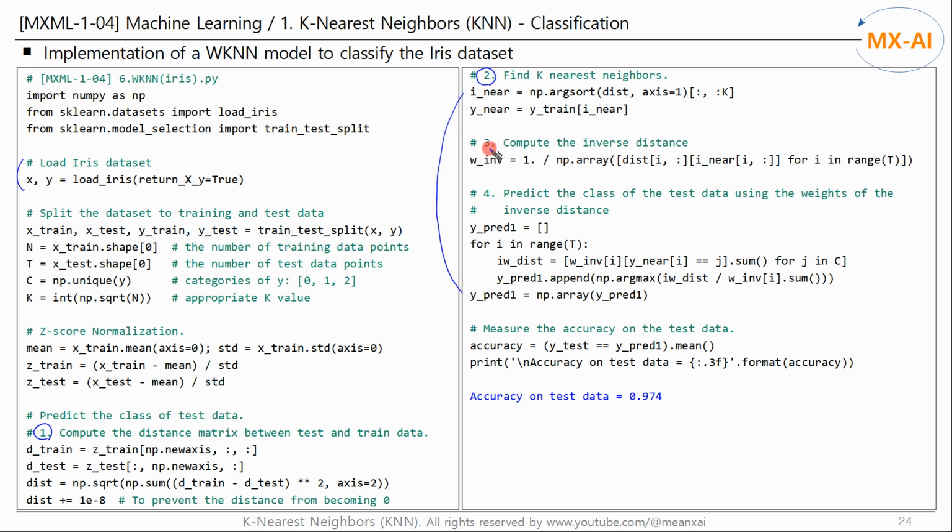Third, we compute the inverse distance. Fourth, we predict the class of the test data using the weights of the inverse distance. Finally, we measure the accuracy on the test data. YPRED1 contains the classes of the test data predicted by this method. The accuracy is 0.974.